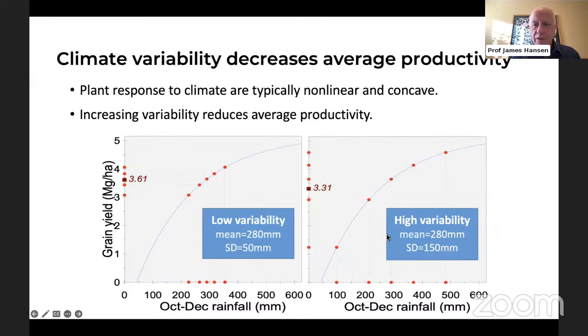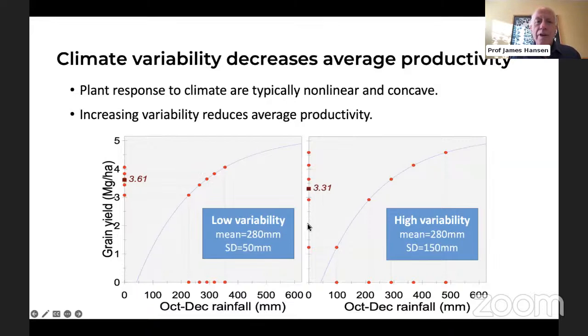If we take exactly the same average rainfall, but with higher variability in the right graph, the dots again on the bottom represent seasonal rainfall totals. Same mean, 280 millimeters, but a standard deviation now at 150 millimeters. If we do the same thing, look at the yield associated with each of those rainfall amounts, and the average is considerably lower. We didn't change average rainfall, we only changed its variability.